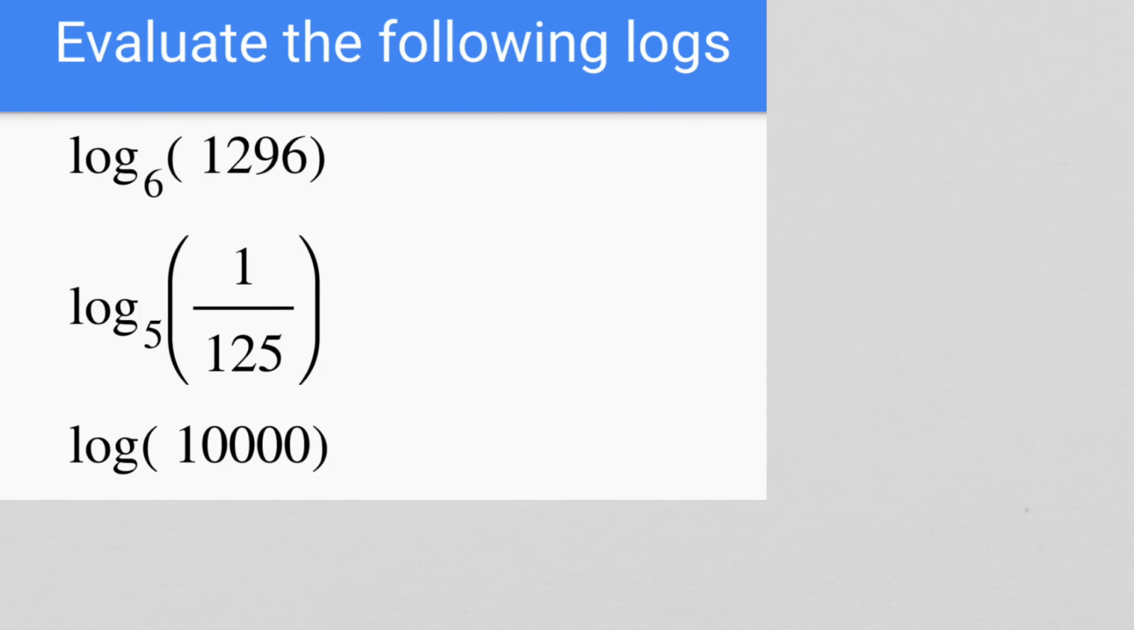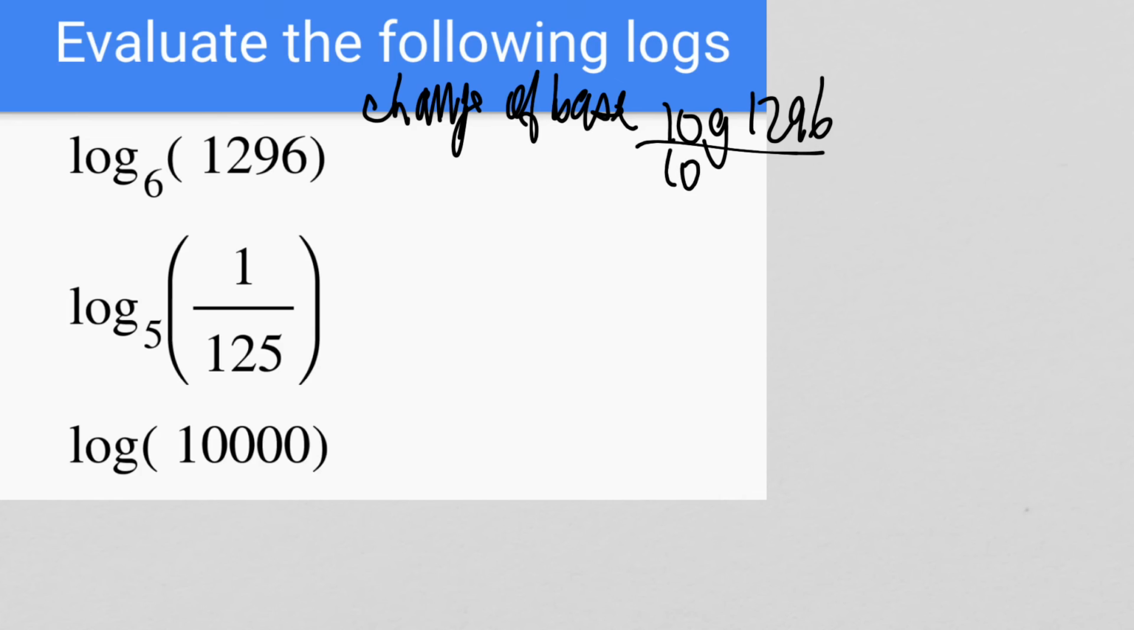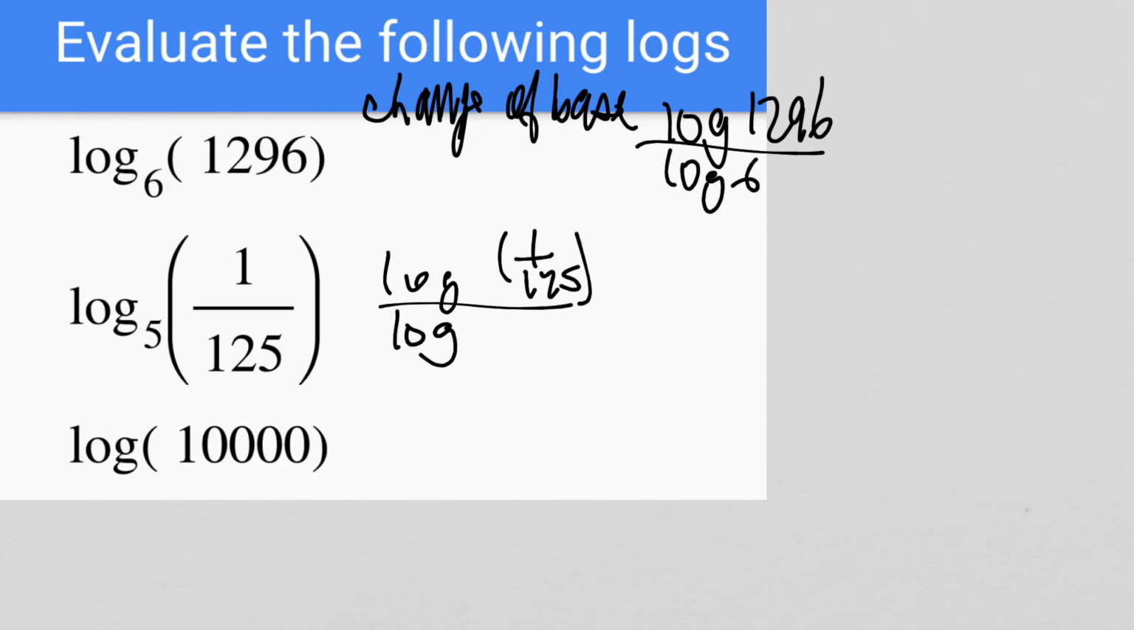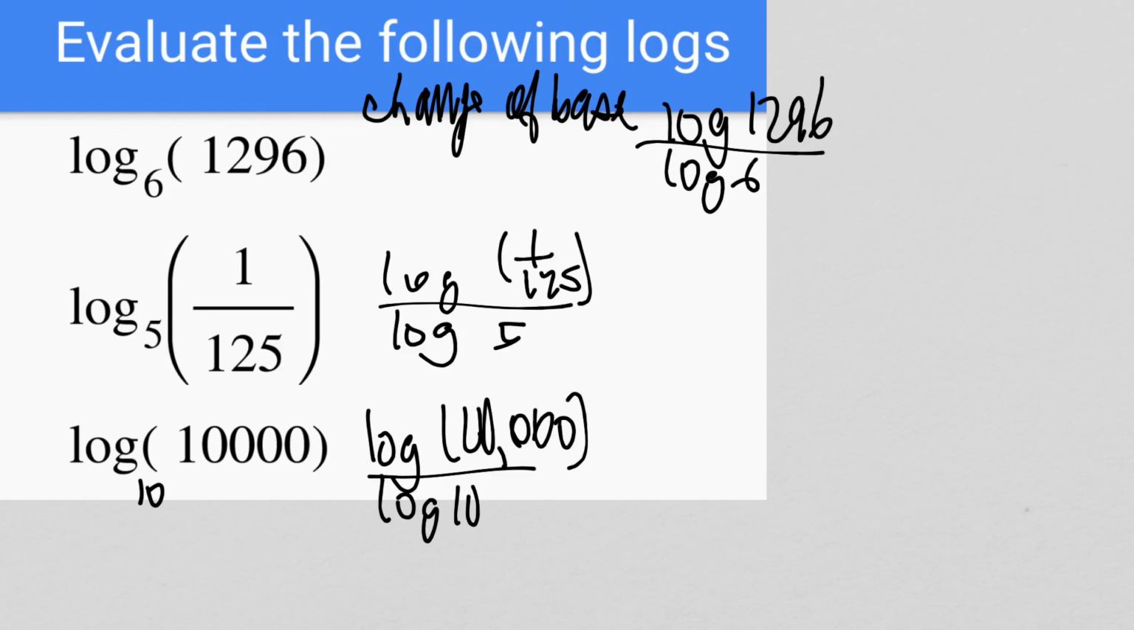Okay, on this slide here, evaluate. We're going back to logs now. How do I evaluate these logs? Well, you could do the change of base formula here, which is the easiest in the calculator. So I'm going to do log of 1296 divided by log 6. Here I'm going to do log of 1 over 125 over log 5. And the last one, since it doesn't have a base, it's base 10, log 10,000 over log 10. So do those in the calculator, and these are the answers you should get.